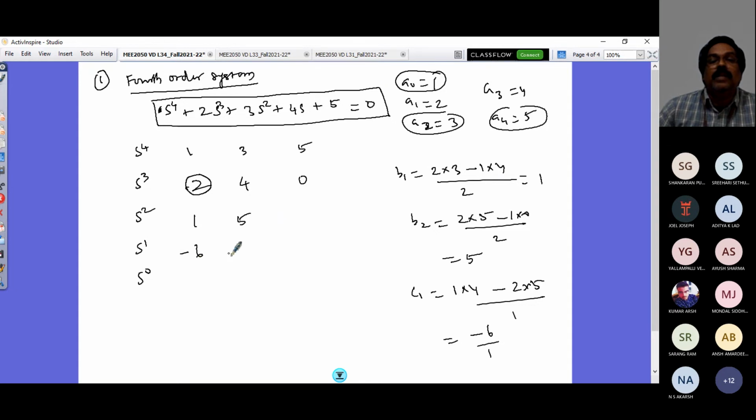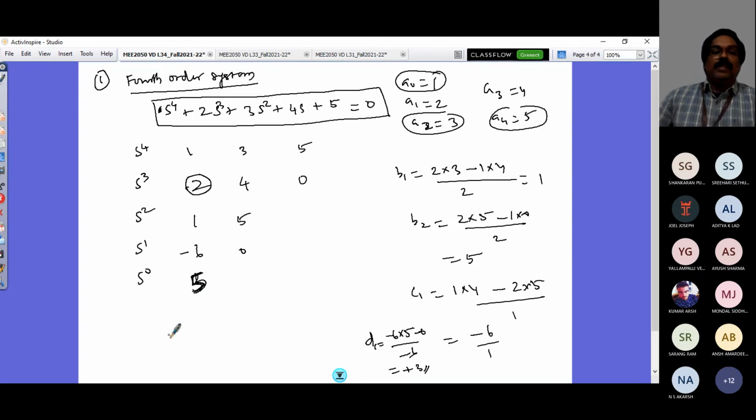And this term to get this. So D1 will be equal to minus 6 into 5 minus 0 by minus 6. So I get plus 3. This is 3. Plus 3, or so 6 into 5, so plus 5. So this is 5. So there it ends. So now you see this column, you have to look at it.